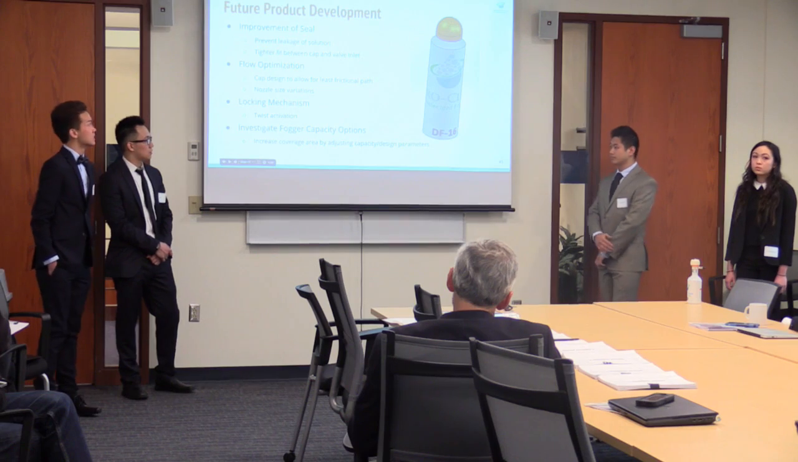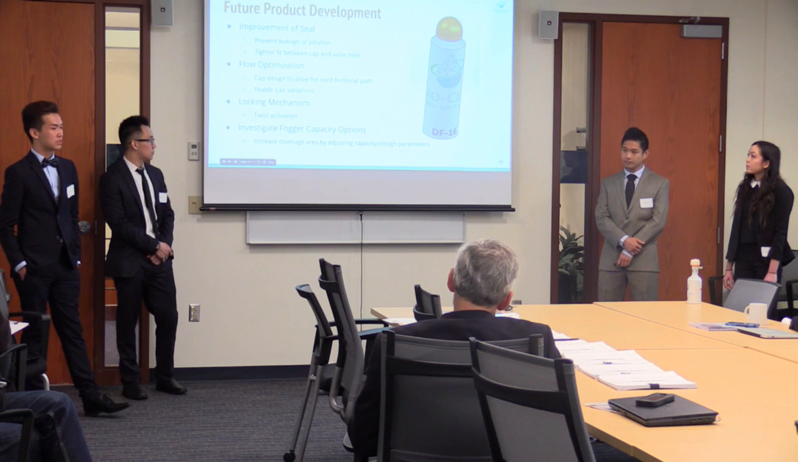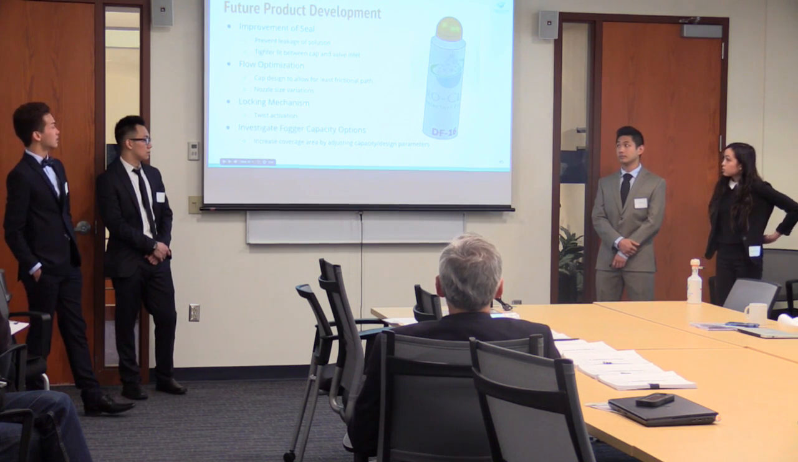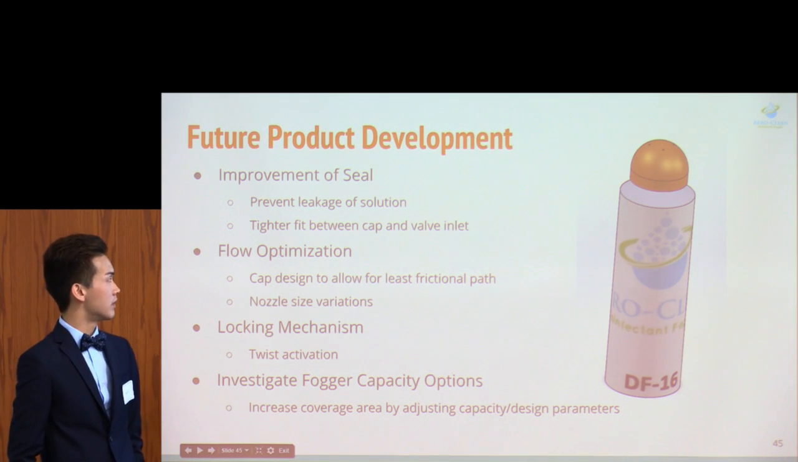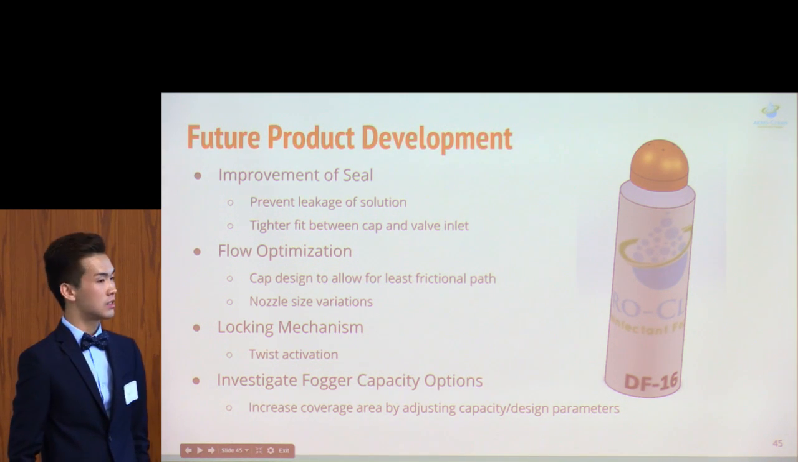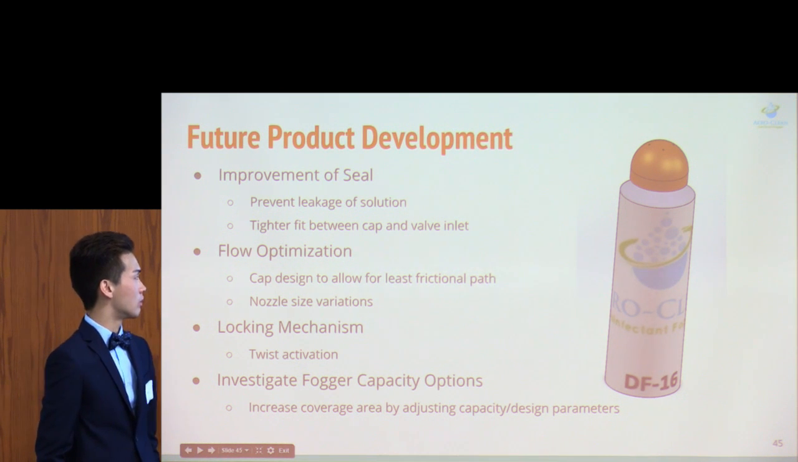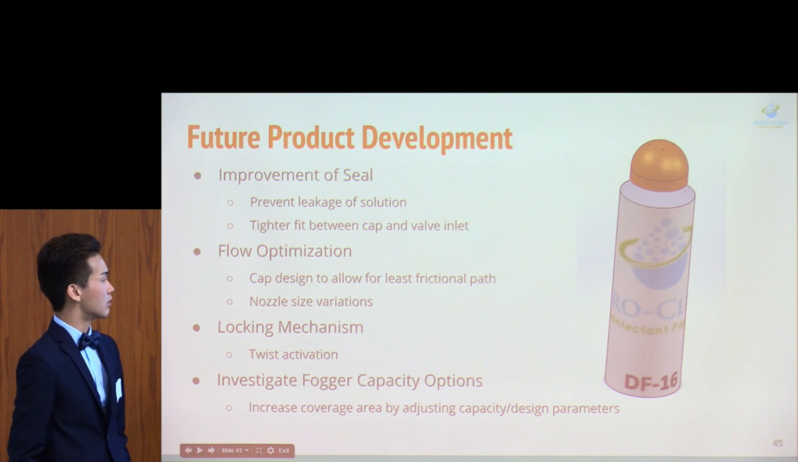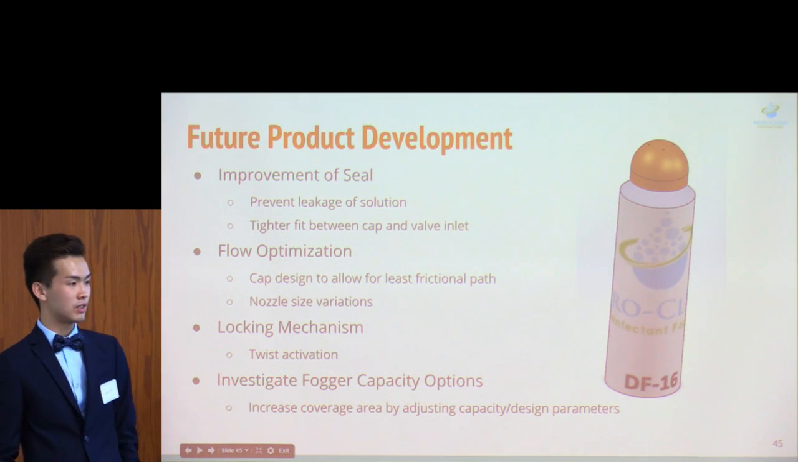So for our recommendations for future product development, we're going to work on improving the seal to prevent the leakage of the solution by forming a tighter fit between the cap and the valve inlet itself. We're going to try and optimize the flow of the cap design to decrease the frictional loss by changing the size of the nozzles itself in the cap. We're going to work on trying to fix the locking mechanism that we couldn't get to work in the prototype. And we're going to investigate future fiber capacity options to increase the coverage area of the fiber itself.